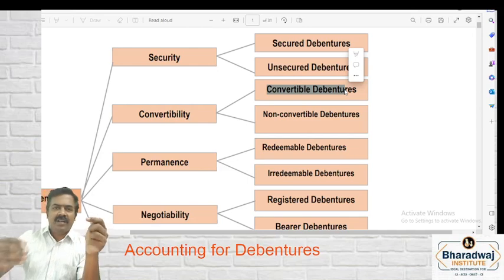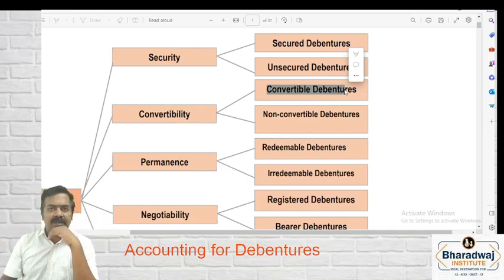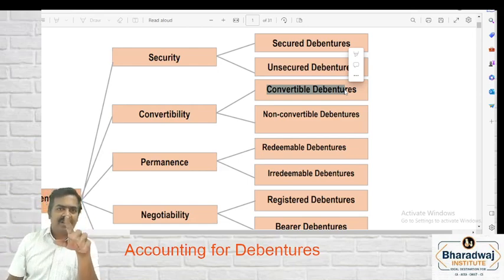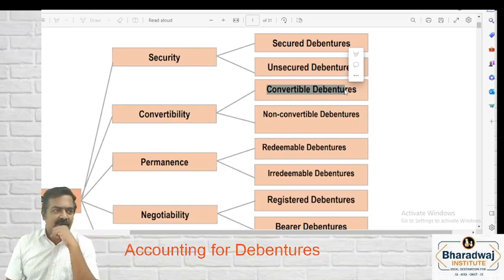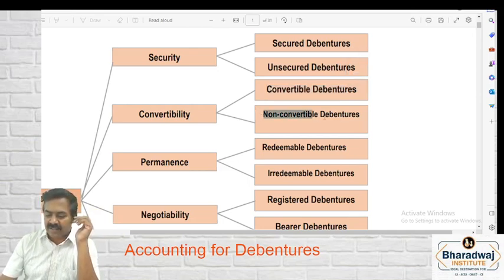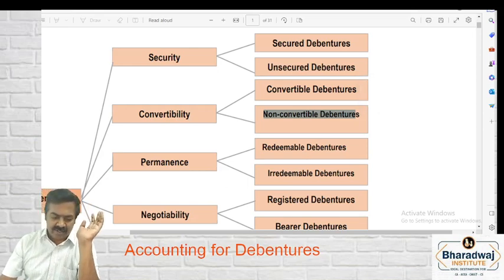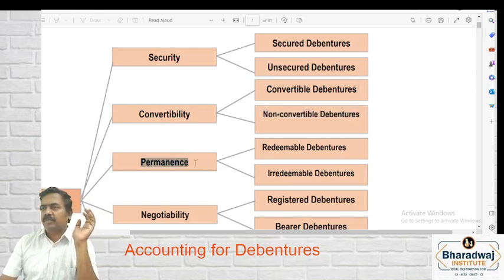For example, a company borrowed a loan, that is called a debenture, from all of you. The company gives an option to convert into equity shares after 5 years. After 5 years, what can you do? Number one, you can become an equity shareholder by converting. Or if you do not want, you can get back in cash. They are called convertible debentures. What is a non-convertible debenture? The money will be repaid in what? Cash.